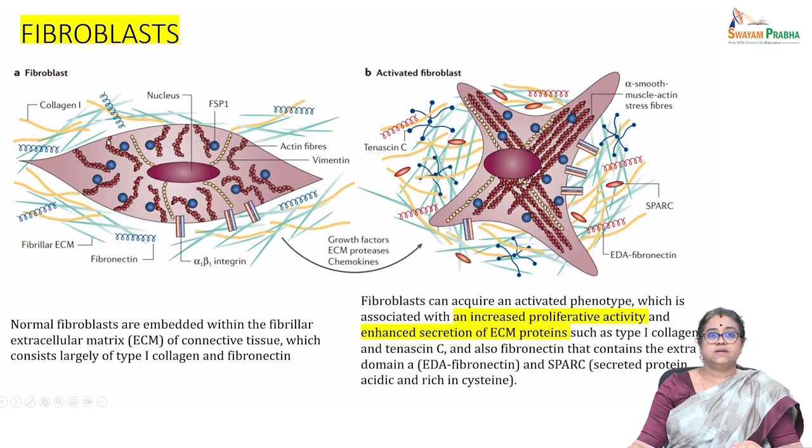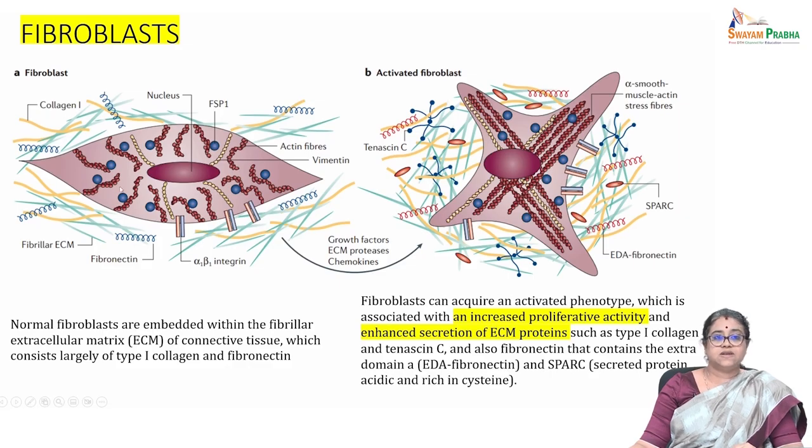Now as such, if you see, this is a fibroblast. You have a nucleus here, and this is the integrin receptor through which the interaction happens with the ECM. Within the fibroblasts, you have the fibronectin, the fibrillar ECM, and the collagens are present here. You have the actin fibers and the vimentin inside. So the normal fibroblasts are embedded within the fibrillar extracellular matrix of connective tissue, which largely consists of type 1 collagen and fibronectin. So basically, a normal fibroblast will have type 1 collagen and fibronectin.